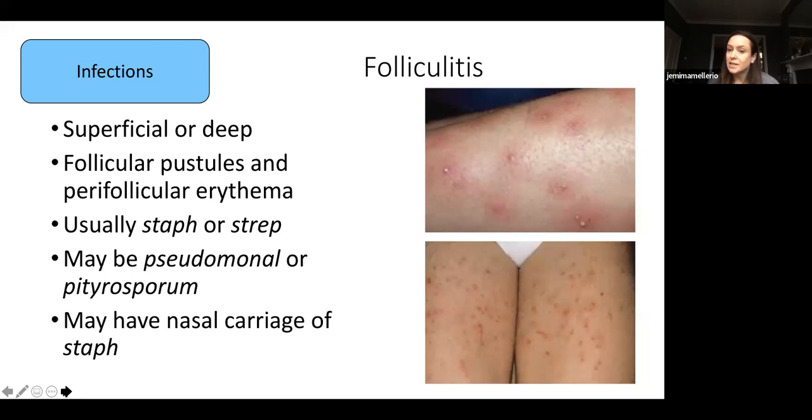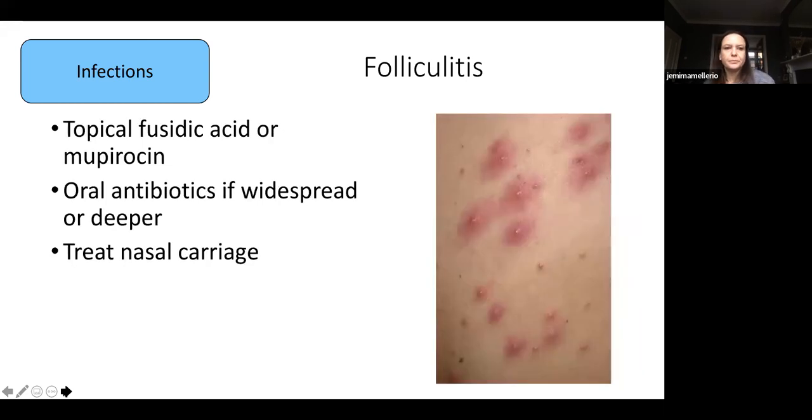Sometimes you can get slightly different types of folliculitis. So Pseudomonas folliculitis is a rather odd entity. It's most commonly seen actually with hot tubs, that you can get a really inflammatory kind of folliculitis. Or Pityrosporum, so a yeast-based folliculitis. And there the pustules tend to be quite tiny and not as inflammatory as they would be, for example, with a staph or a strep folliculitis.